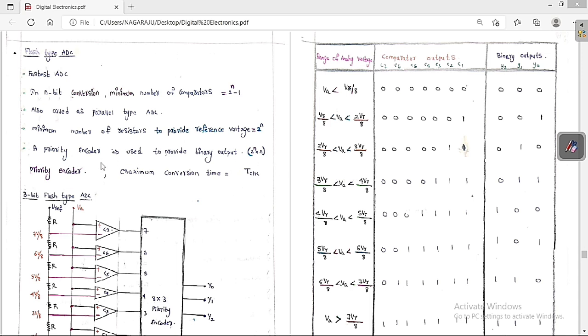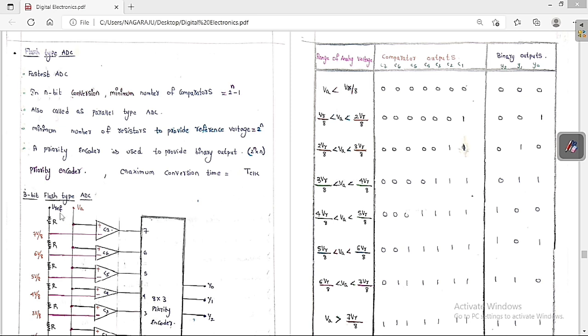Priority encoder. So encoder means, as I have already told you, it is going to convert any other number system to the binary number system, and the maximum conversion time is T clock. So within this T clock we are going to get the output, which means we can say the binary output equivalent to the corresponding analog input voltage.